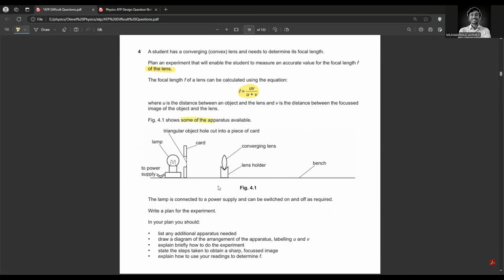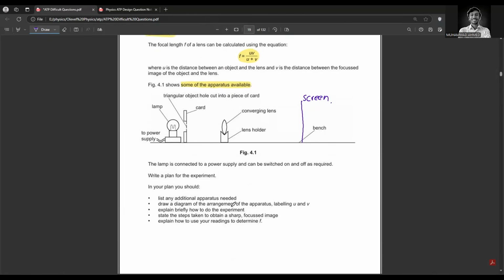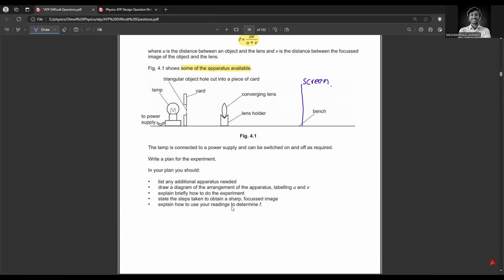Figure 4.1 shows some of the apparatus available. The complete apparatus is not available. One major thing is missing here. What is that? A screen. Perfect. The lamp is connected to a power supply and can be switched on and off. Write a plan for the experiment. In your plan, you should list any additional apparatus that you need. First of all, I can see that I don't have a screen and I don't have a meter rule. Perfect.